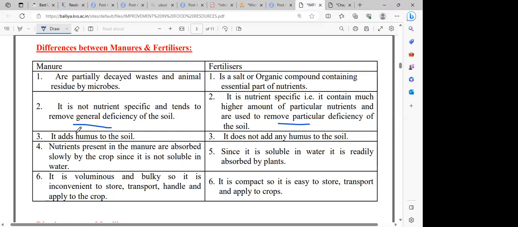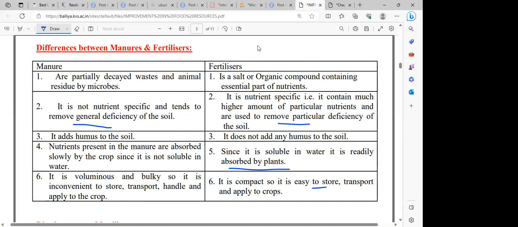Manure adds humus to the soil, but fertilizer does not add any humus to the soil. Nutrients present in the manure are absorbed slowly by the crop since it is not soluble in water. Since fertilizer is soluble in water, it is readily absorbed by the plant. Clear? Manure is voluminous and bulky, so it is inconvenient to store, transport and handle. Fertilizer is compact, so it can be easily stored, transported and applied to the crops.